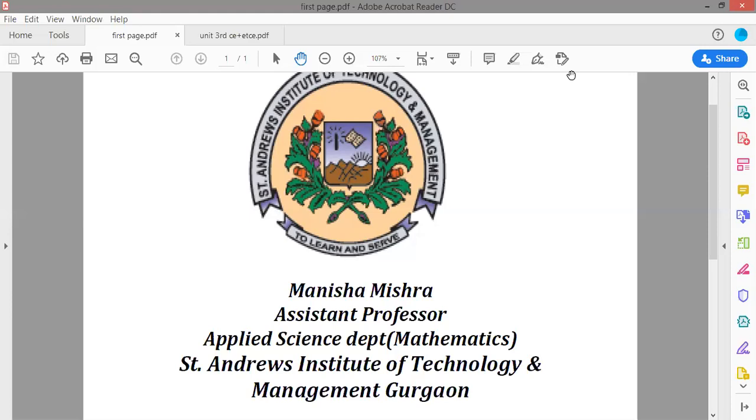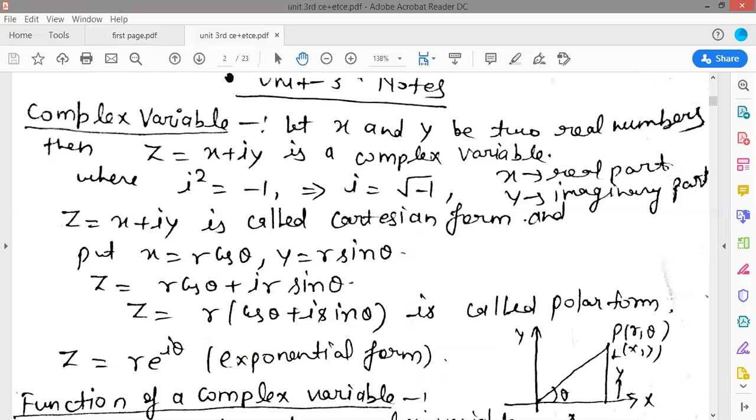Today I will discuss the topic of complex analysis. Now let's begin. So the first topic is complex variable. So what is a complex number? Let x and y be two real numbers. Then z is equal to x plus iota y is a complex variable. This part x is the real part and this part y is the imaginary part.